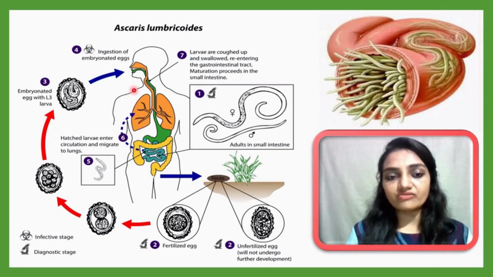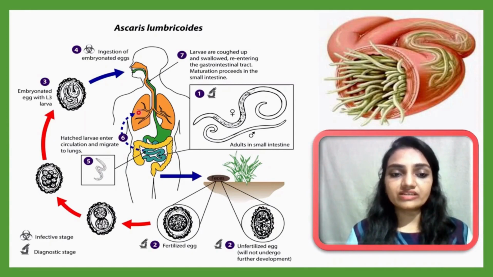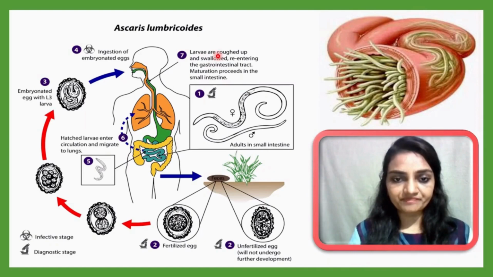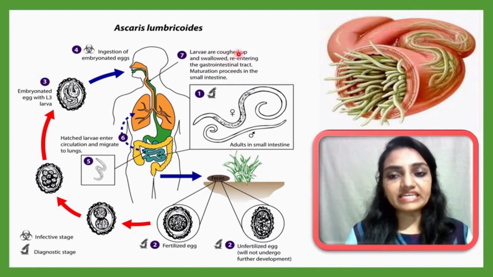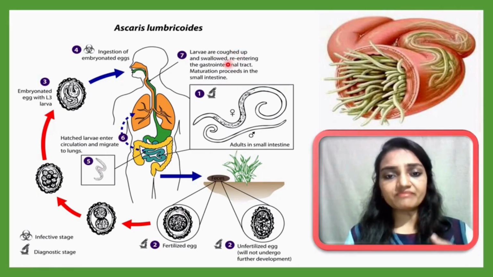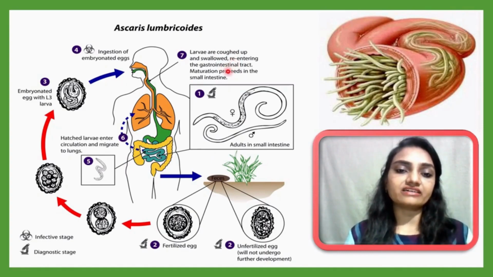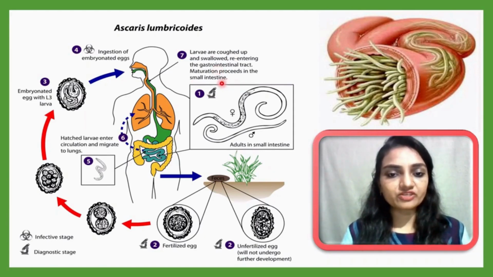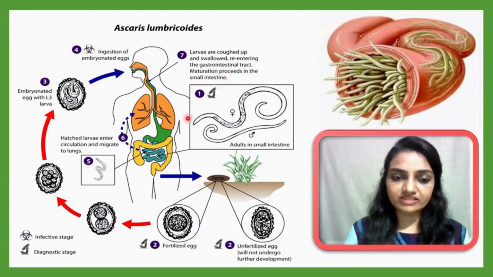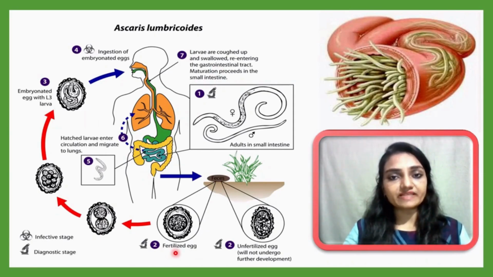Then how do they re-enter the digestive tract? During development in the lungs, the larvae will be coughed up out of the body. Along with the cough they come out of the body, and sometimes are re-swallowed. The same organism will be re-swallowed by the person and will re-enter the gastrointestinal tract. So this is the whole pathway. Then maturation happens inside the small intestine, and the cycle runs further. In this way, the Ascaris lumbricoides life cycle is completed.